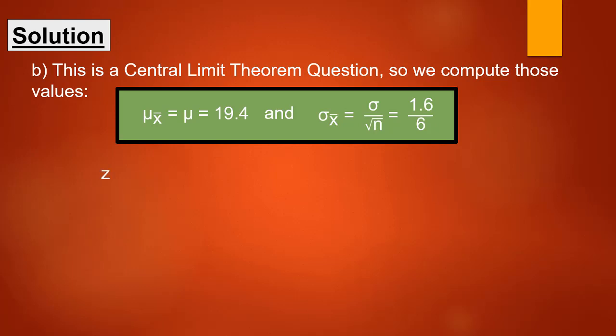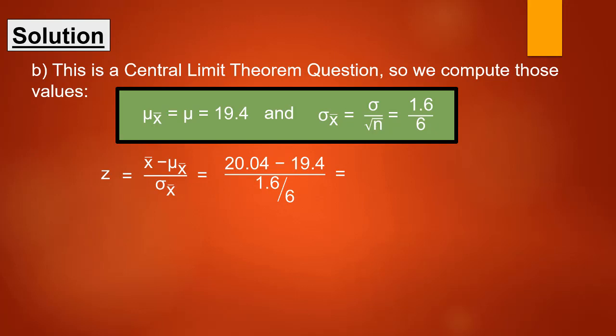So my z-score formula now is the altered version. It's not x minus mu over sigma, it's x bar minus mu of x bar over sigma of x bar. And so x bar, the average that we're looking for, is 20.04, minus mu of x bar, which remember is just mu, so that's 19.4, divided by sigma of x bar, which is 1.6 over 6.